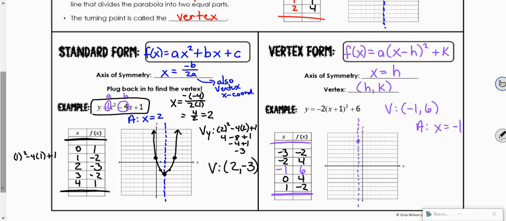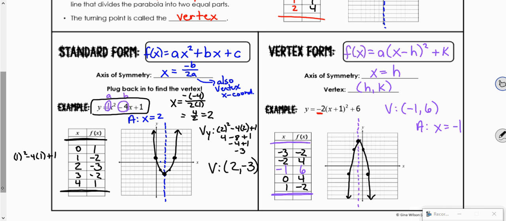Okay, so this one you can tell is going to be pointing down. Why? Mainly because of this negative. Okay, so if I plot these points, negative 3, negative 2, and then 1, negative 2, and negative 2, 4, and 0, 4. Okay, so you'll notice this parabola is a little skinnier.